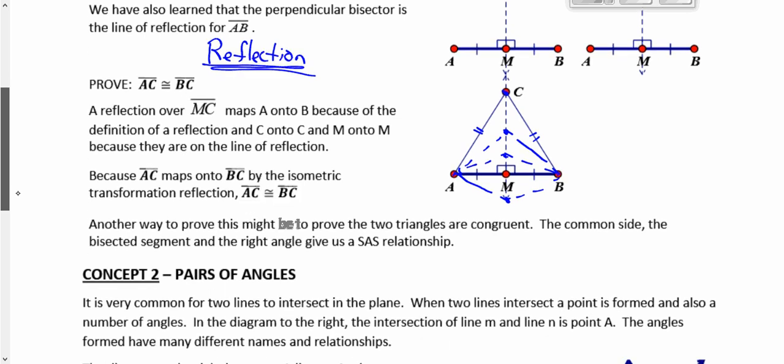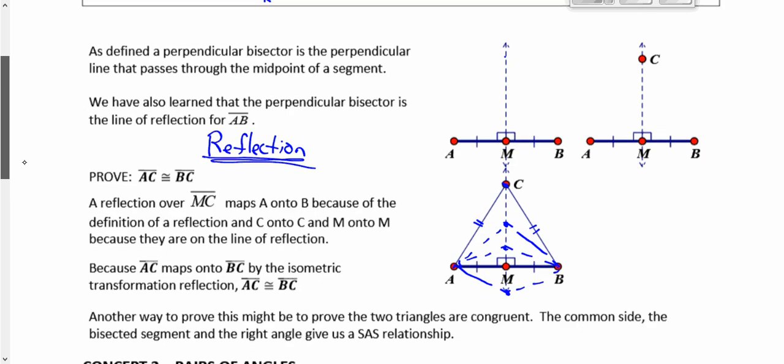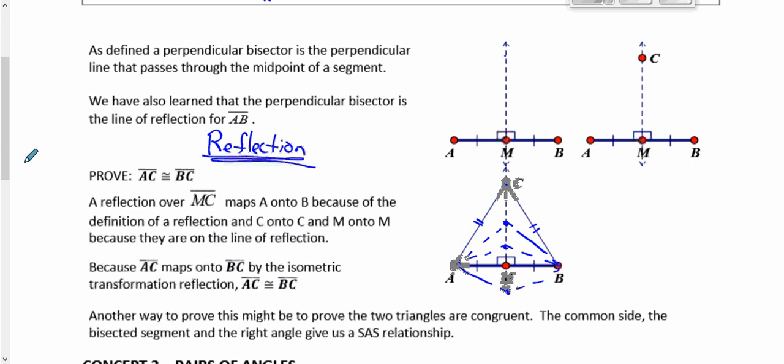So in other words, we can say it's reflection, right? CB, wouldn't it map to CA? Right? I can write that down. CB maps to CA with a reflection, which is isometric. Makes things congruent, right? We're always connecting stuff back to what we learned, okay?